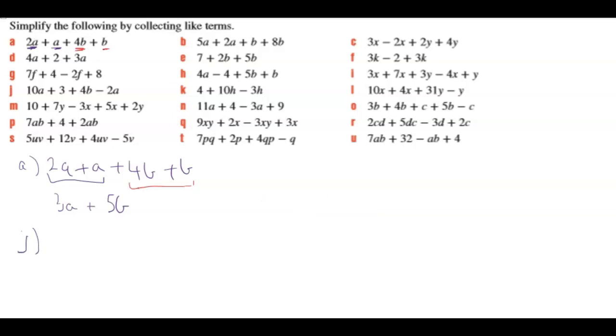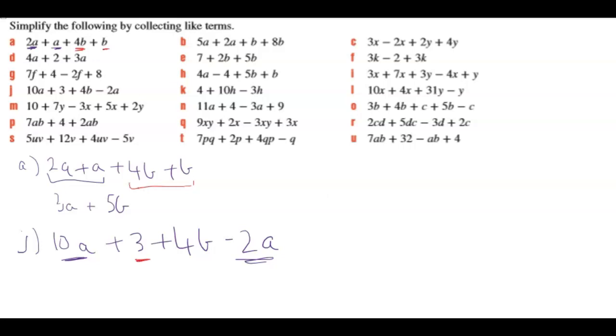So obviously I can't do every question because I'm trying to keep these videos under 10 minutes. 10a plus 3 plus 4b minus 2a. Okay, so first of all, underlining the like terms. So here I've got 10a and negative 2a. So they're like terms. I've got a 3.